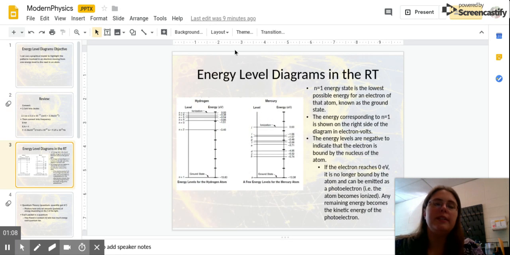So then these energy level diagrams, they're specific for each type of atom, and in your reference table, there's only two. There's one for hydrogen and there's one for mercury. The n equals 1 state on the lower right hand corner for each of these is the lowest possible energy for an electron in that atom, and that's known as the ground state. This energy corresponds to n equals 1.